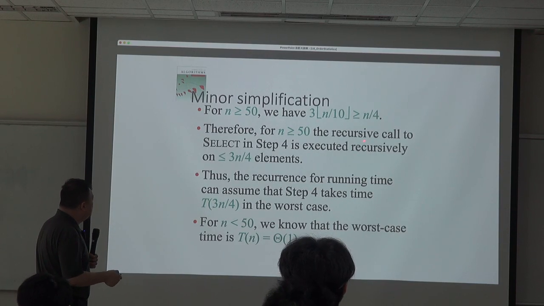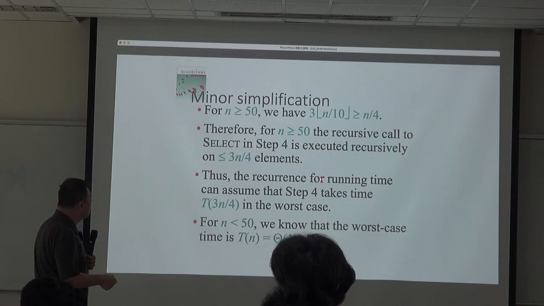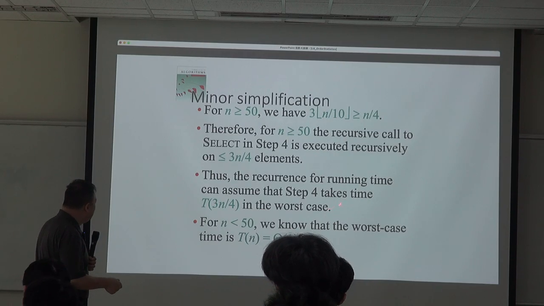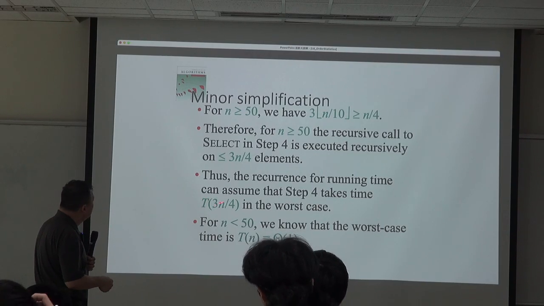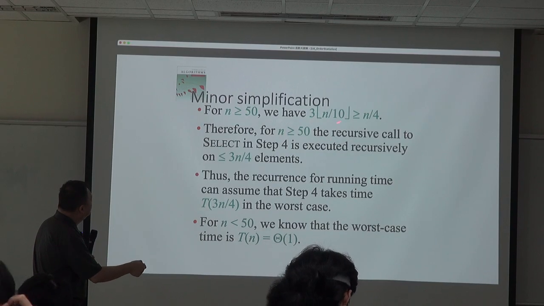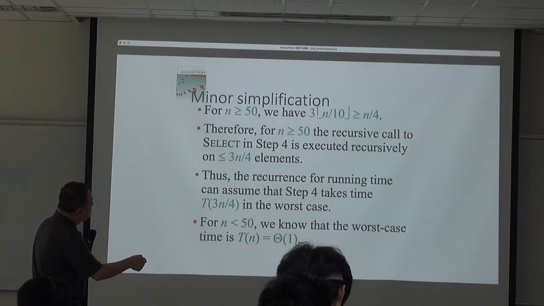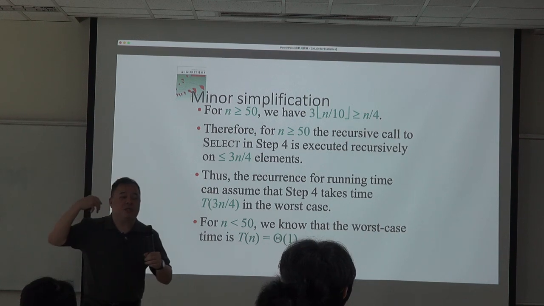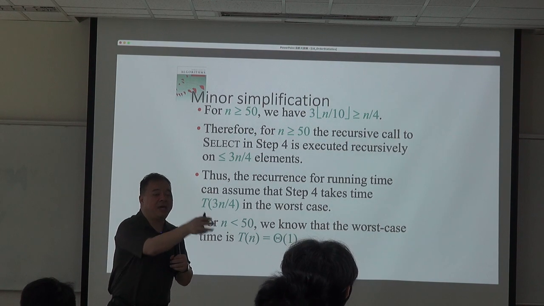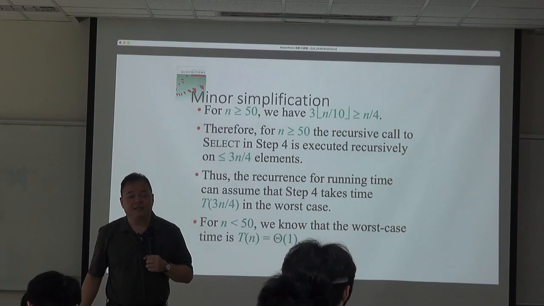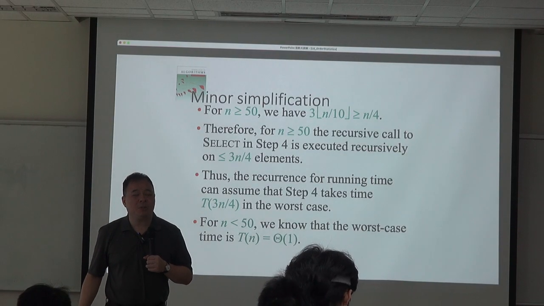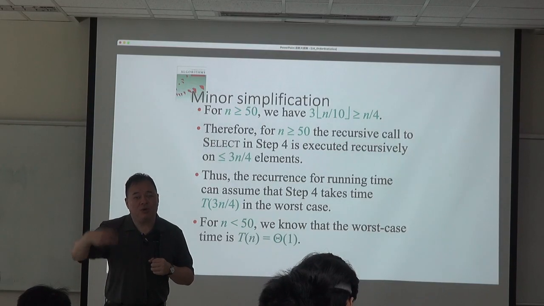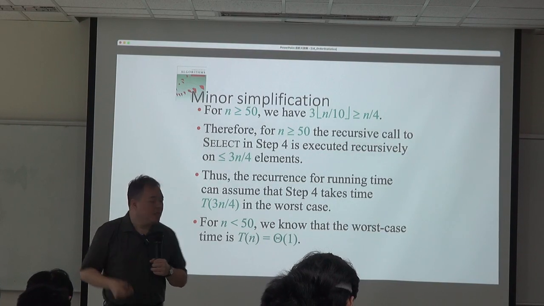the recurrence for running time can assume that step 4 takes time, in the worst case, because of this 3n divided by 10 to the power times 3. Each time we are able to get rid of about 1/4 of the elements at least, right? We're able to get rid of at least 1/4 of the elements every time we call this recursive call.